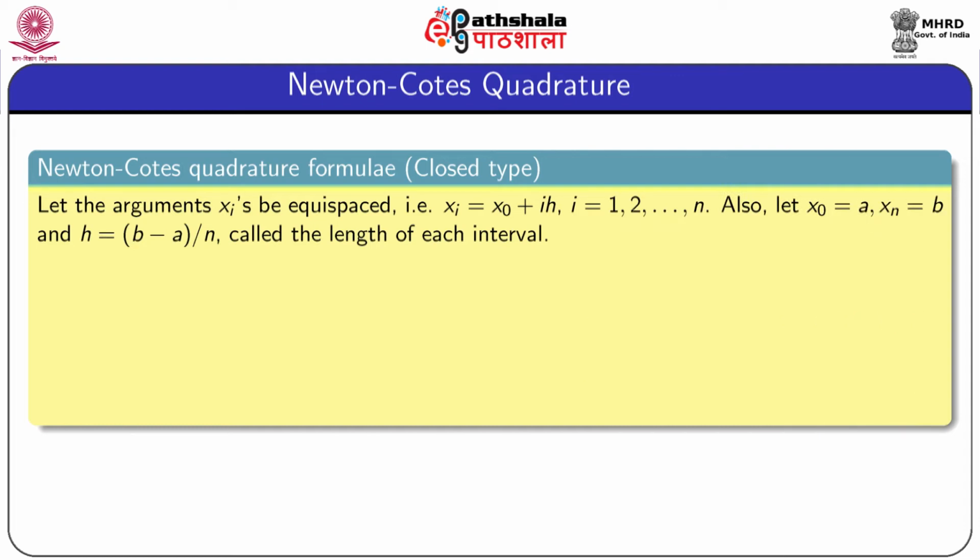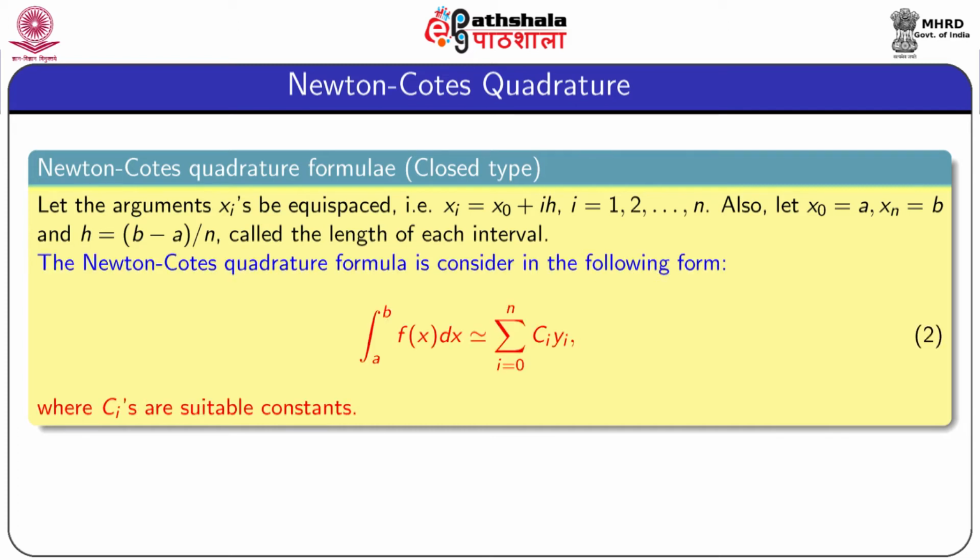Now we consider the Newton-Cotes quadrature formula. There are two types of Newton-Cotes quadrature formulae: one is closed type, the other is open type. Now we consider the closed type quadrature formula. In this formula, the interval of integration [a, b] is divided into n equispaced intervals. That means xi equal to x0 plus ih, where i equal to 1 to n, and the lower limit a is taken as x0 and the upper limit xn is taken as b, and h equal to (b minus a) by n, which is the length of each interval.